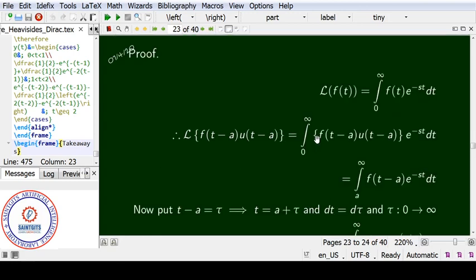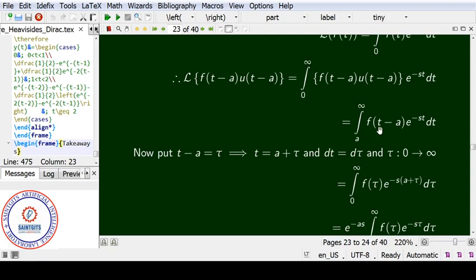To prove this, I start with the definition L of f of t equal to integral 0 to infinity f of t e raised to minus st dt. And therefore, L of f of t minus a into u of t minus a is equal to integral 0 to infinity the function f of t minus a into u of t minus a into kernel e raised to minus st dt. But u of t minus a takes 1 when t is greater than a. So the limit changes to integral a to infinity f of t minus a into e raised to minus st dt.